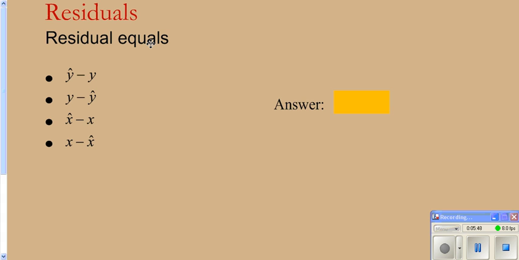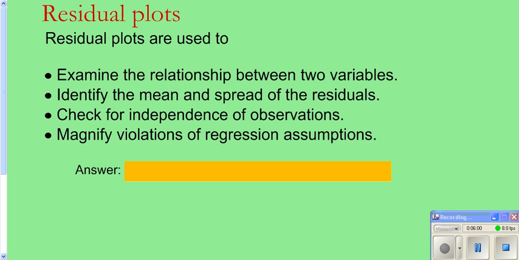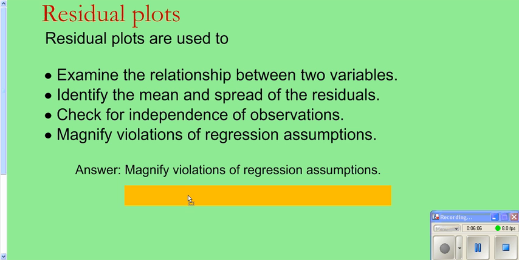Your residuals. Remember, your residuals are always your observed minus your predicted. The predicted is always the y hat. It's always observed minus predicted. Now, we want to use residual plots to basically magnify any false assumptions or violations that we made.